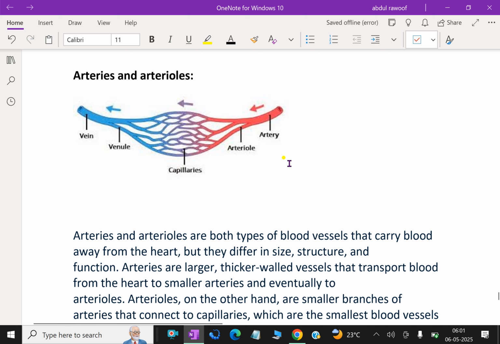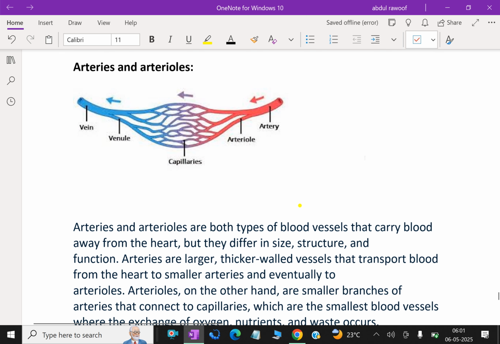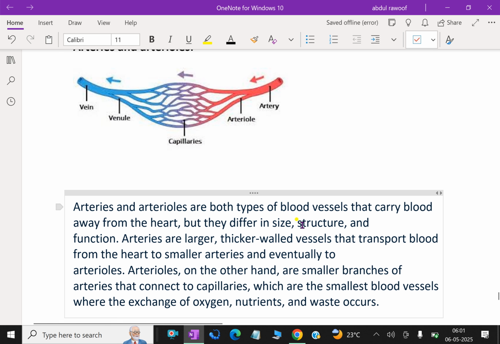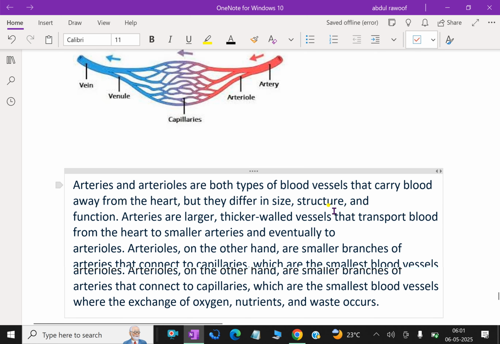Arteries and arterioles. Arteries and arterioles are both types of blood vessels that carry blood away from the heart, but they differ in size, structure, and function. Arteries are larger, thicker-walled vessels that transport blood from the heart to smaller arteries and eventually to arterioles. Arterioles, on the other hand, are smaller branches of arteries that connect to capillaries, which are the smallest blood vessels where the exchange of oxygen, nutrients, and waste occurs.